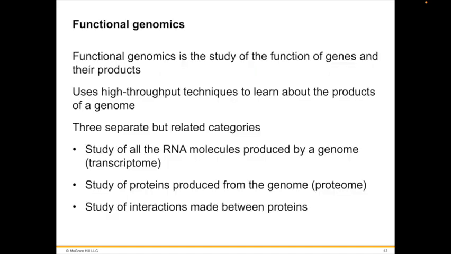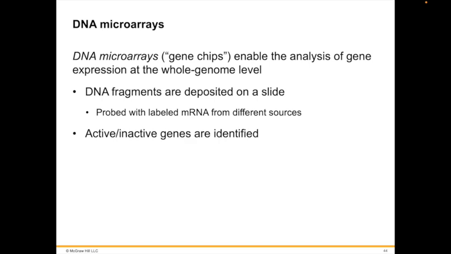Functional genomics is the study of the function of genes and their products. It uses high-throughput techniques to learn about the products of a genome. Three separate but related categories are the study of all the RNA molecules produced by a genome, the transcriptome; the study of proteins produced from the genome, the proteome; and the study of the interactions made between proteins.